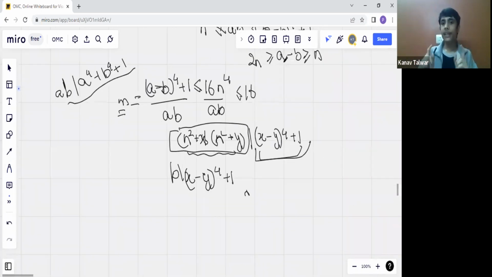Okay, I'll repeat it again. So we substituted a to be n squared plus x and b to be n squared plus y. And we got that n squared plus x times n squared plus y divides x minus y to the 4 plus 1. And we had a good bound on m, which is the quotient, that is x minus y to the 4 divided by n squared plus x times n squared plus y. So we have that m is less than or equal to 16.